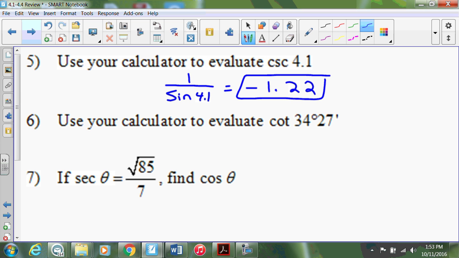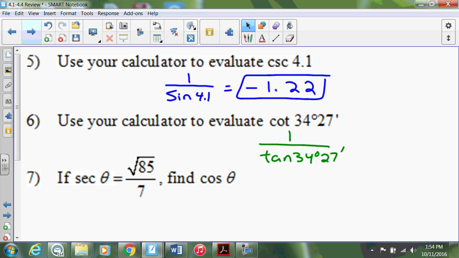All right, so evaluate means, in this case, using your calculator to evaluate. So number 6, use your calculator to evaluate cotan of 34 degrees and 27 minutes. So same thing, there's not a cotan button, but there's a tan button. So in our calculator, we'll go ahead and put 1 divided by, then we'll hit the tan button.